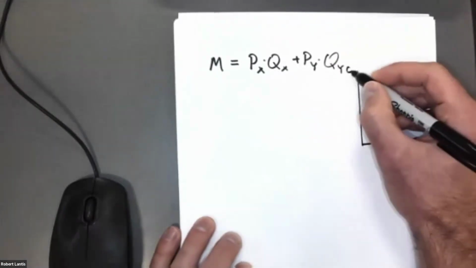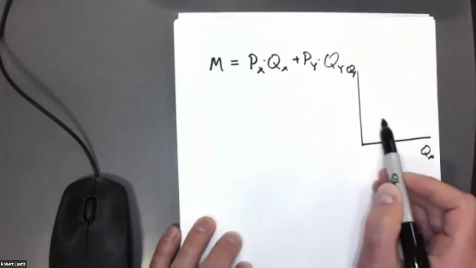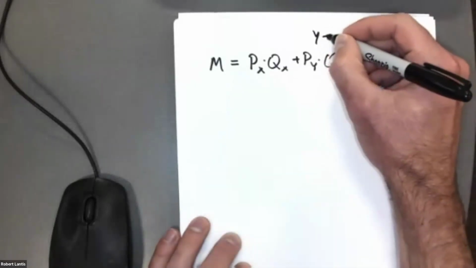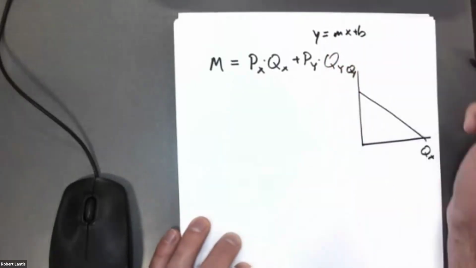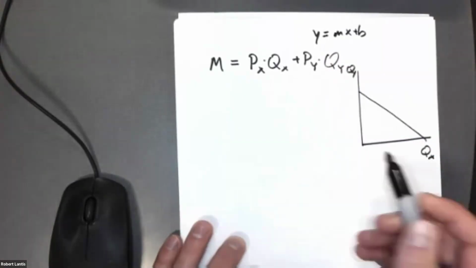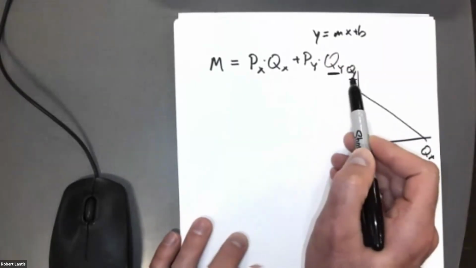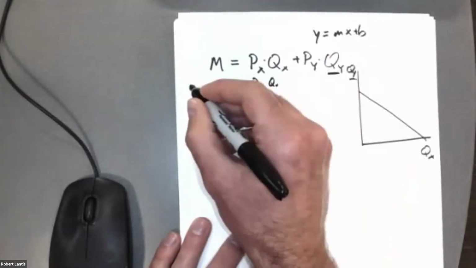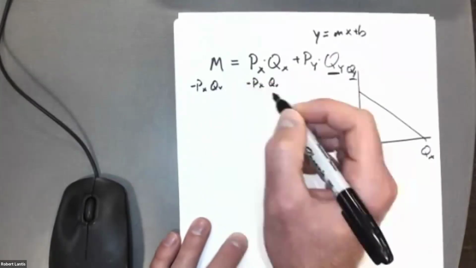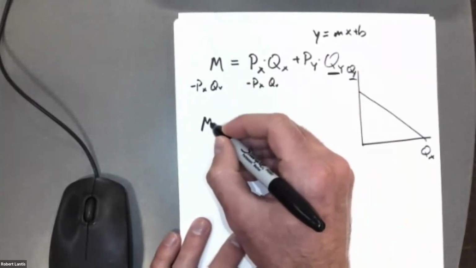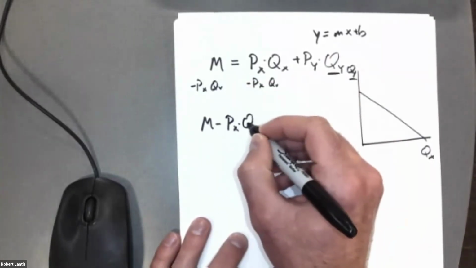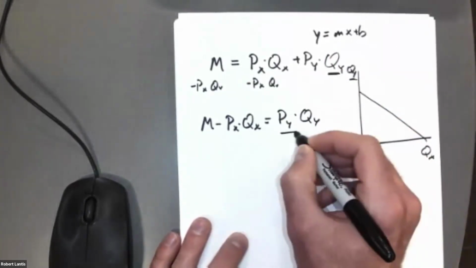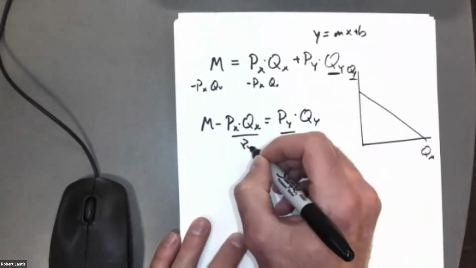If I've got X and Y, well, really, if I've got a line, I want to write my Y, right? Y is equal to mx plus b. I want to write Y as a function of X. So I'm going to try to solve for what's on my Y-axis, the quantity of Y. So first I subtract this from both sides. I'm left with what? Income minus price of X times quantity of X is price of Y times quantity of Y. Divide both sides by the price of Y.